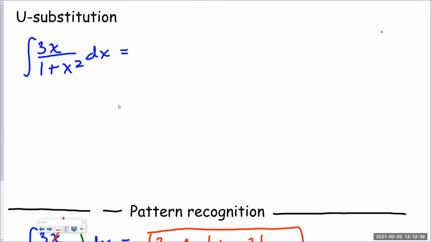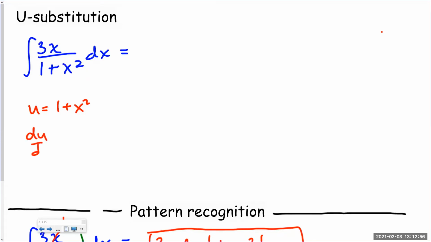Okay. Same idea here. This could be my u or this could be my u. Which one between these two is a better one? 1 plus x squared, just because it has a higher power. If you have two polynomials, you want to pick the one with a higher power.